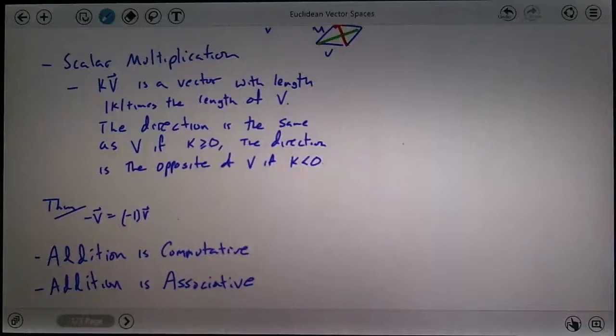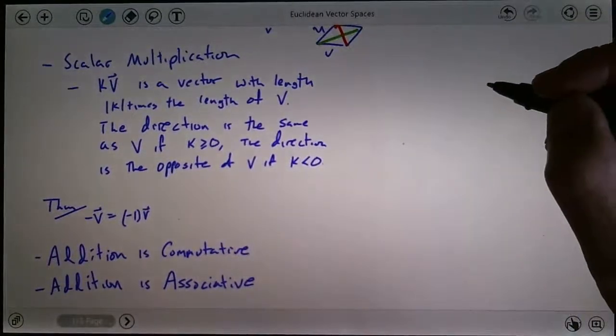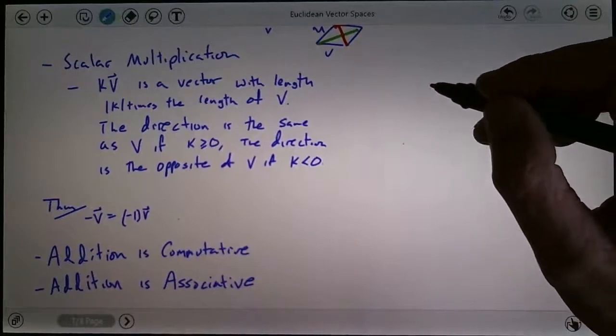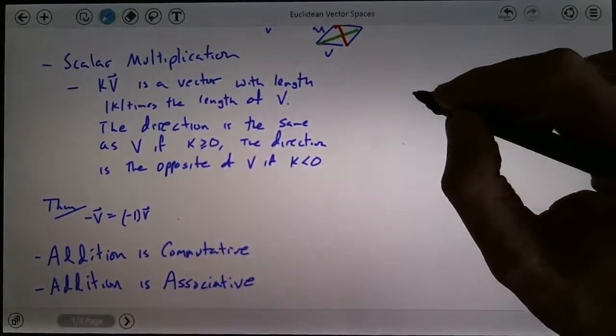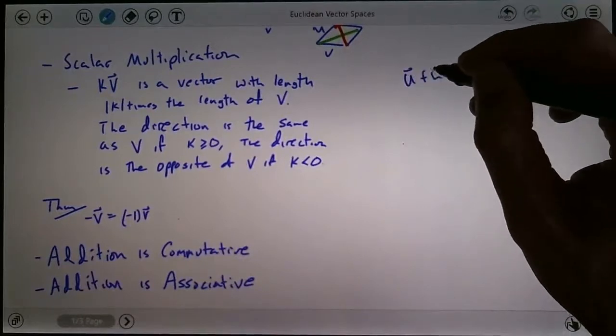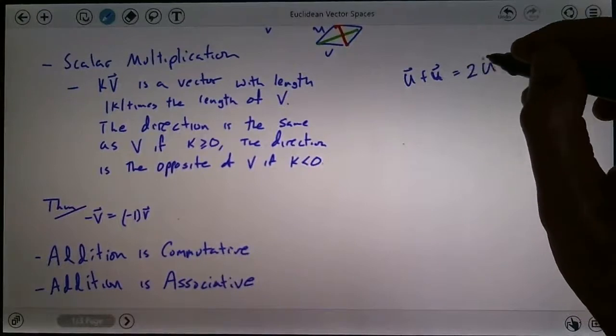I got a couple more things to say about geometric vectors. I want to talk about scalar multiplication, that is taking a real number and multiplying it by a vector. Now, this comes out of the notion of addition because, for instance, if I think of u plus u, I mean that should be 2u, shouldn't it?